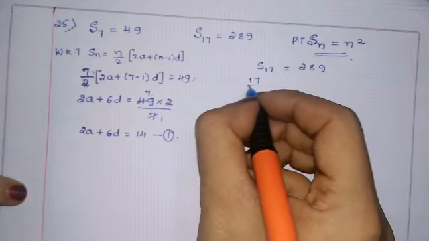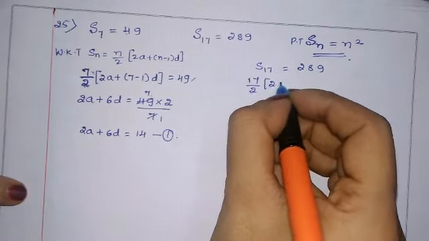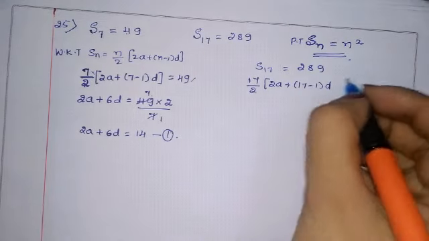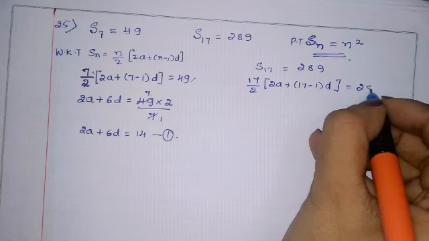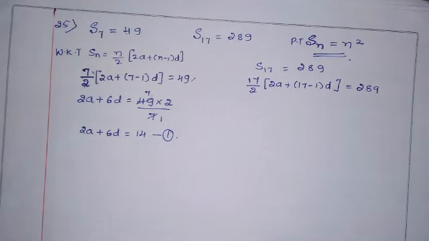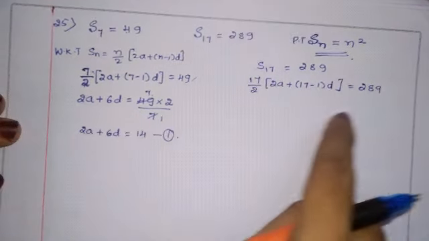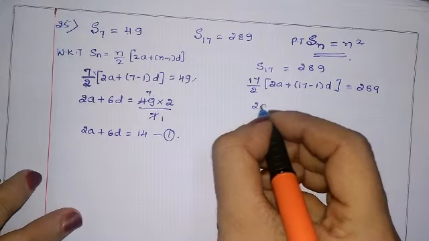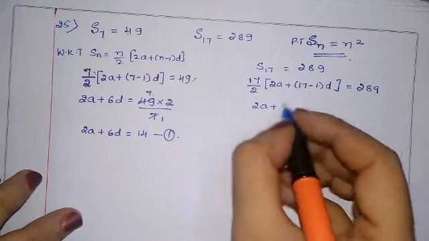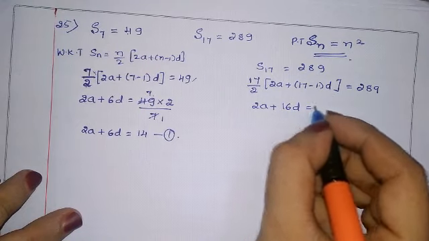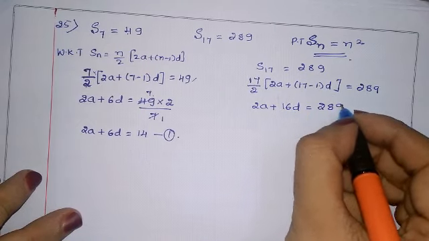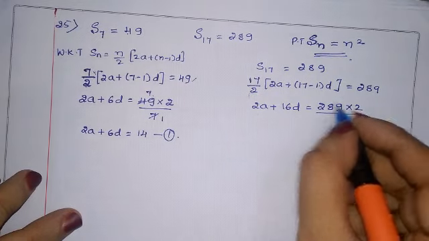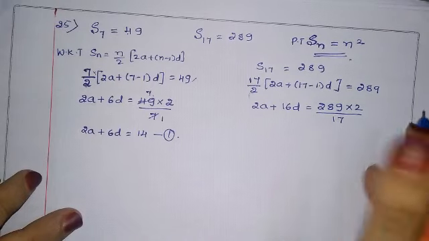S17 is nothing but 17 by 2, 2a plus 17 minus 1 d is equal to 289. This side also we have to do the same thing. This 2 will go and multiply, 17 will go and divide. So 2a plus 17 minus 1, that is 16d, is equal to 289 as it is. If I take this 2 to this side, it becomes multiply and 17 gets divided.